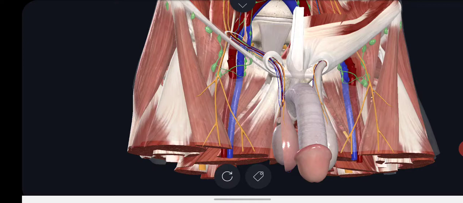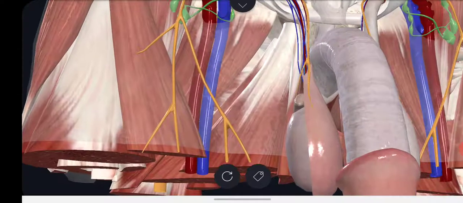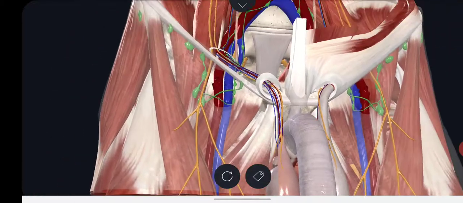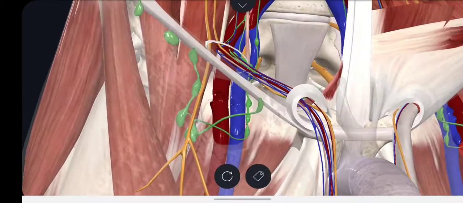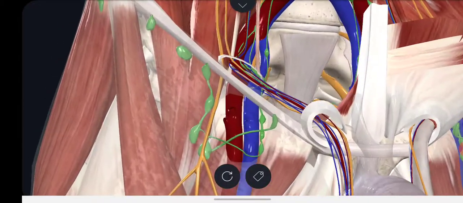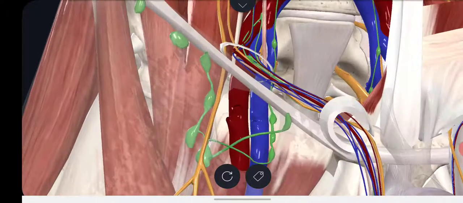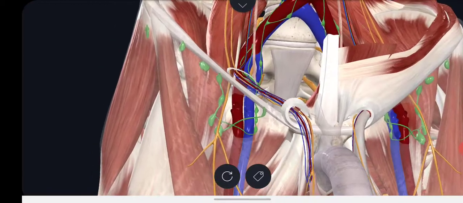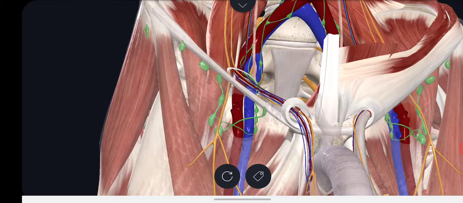Apex is the meeting point of adductor longus and sartorius. Are you seeing the meeting point of adductor longus and sartorius? So that is the apex. Base is formed by this ligament, the inguinal ligament, which is attached from the anterior superior iliac spine to the pubic tubercle. So that is the base. I hope you have understood the boundaries of the femoral triangle.